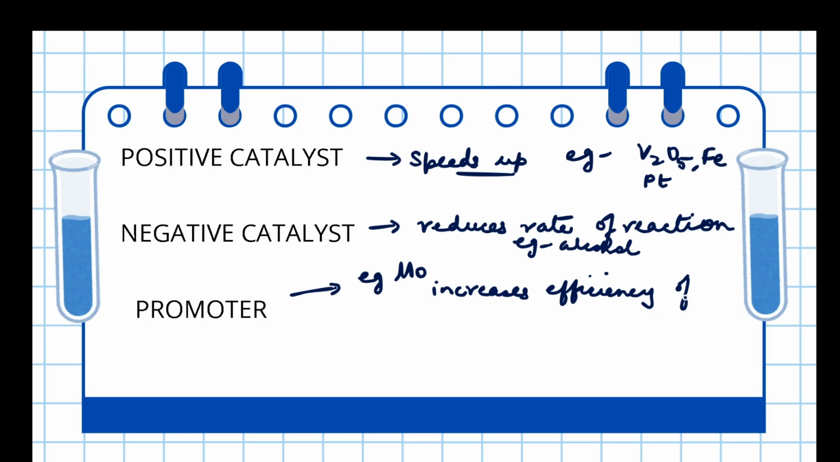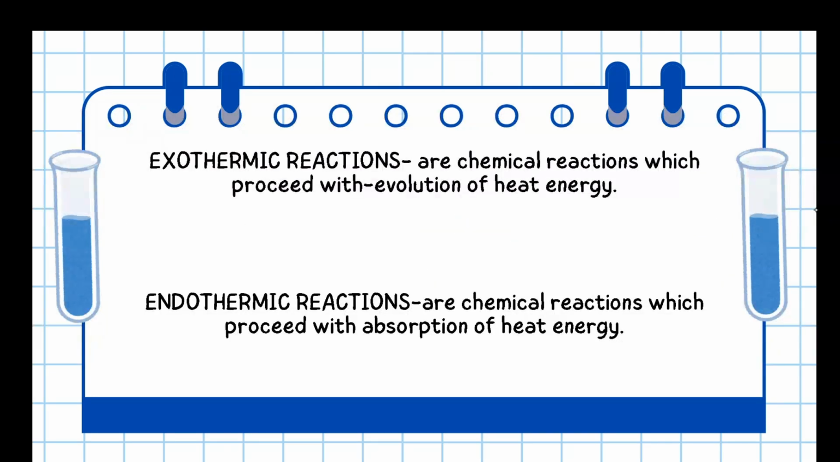Okay. So these three things you will remember when you are learning the catalytic reactions. We have a positive catalyst, a negative catalyst, and a promoter, which is added to the catalyst to increase its efficiency. Okay, next we will see exo and endothermic reactions.